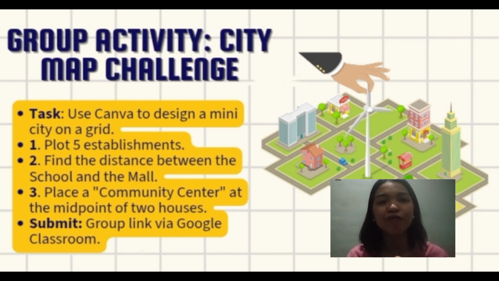First, you must plot and label 5 important establishments like a hospital, a school, or a mall. Second, you need to calculate and show the exact distance between your school and your mall using the distance formula that we just practiced and discussed earlier. Third, you must place a community center exactly at the midpoint of 2 residential houses on your map. Once your design is complete, your group will be presenting your final output through screen sharing right here in Google Meet. Please don't forget to submit your group Canva collaboration link via Google Classroom as well.